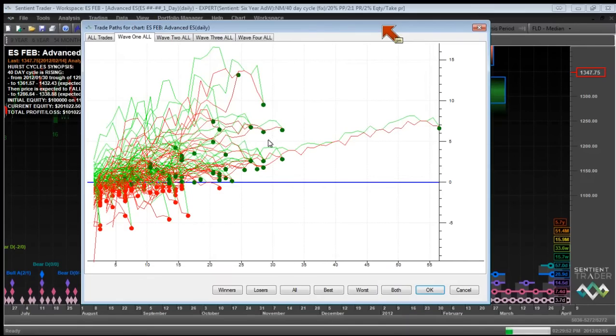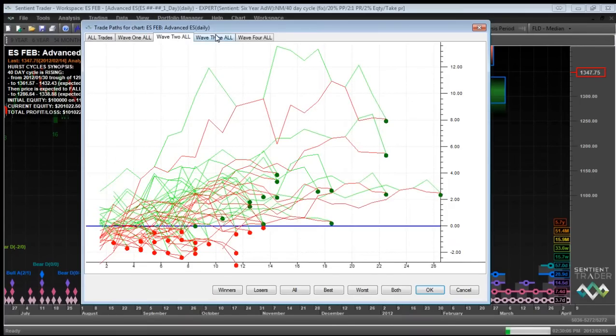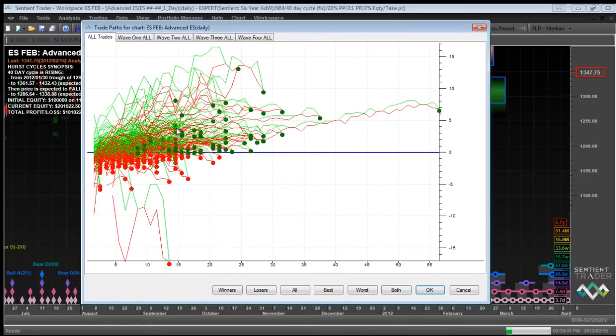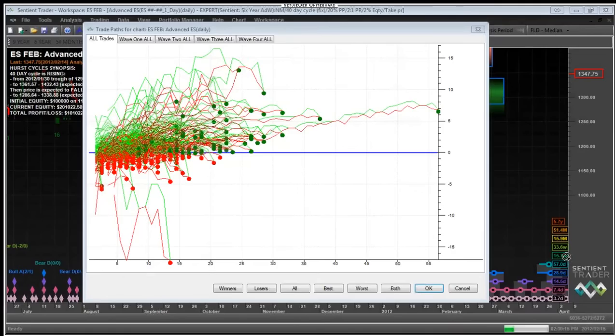First of all, there are 5 tabs up at the top, and the first tab shows you all your trades. The second tab shows you your wave 1 trades, all of them, if you are trading using Sentient Trading methodology. The trade path feature is only available for Sentient Trading methodology. Those are all our wave 1 trades. Here are all our wave 2 trades, wave 3 trades, and wave 4 trades.